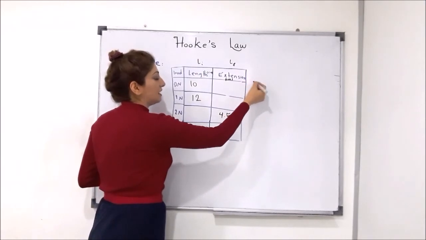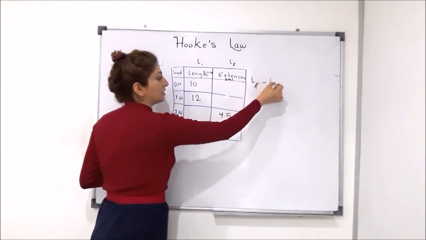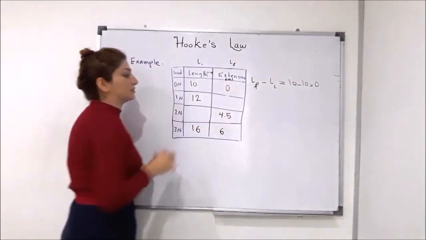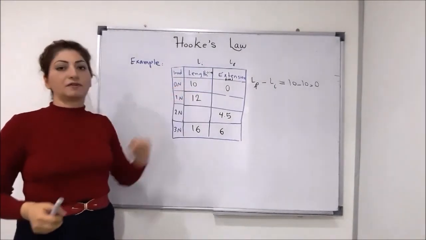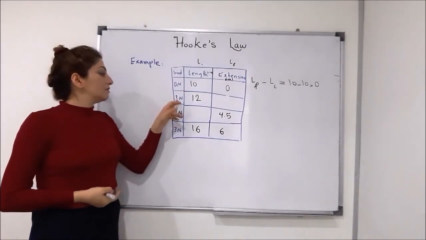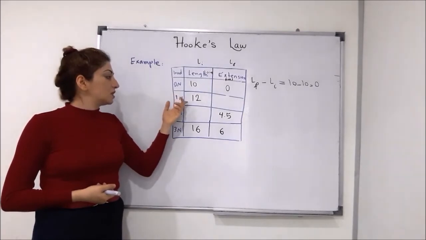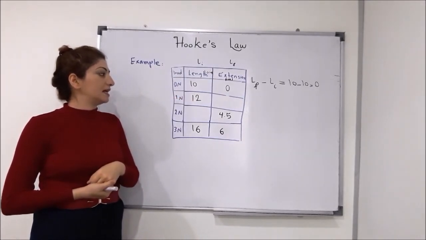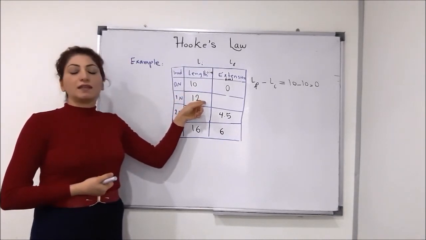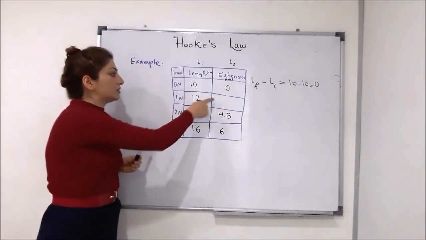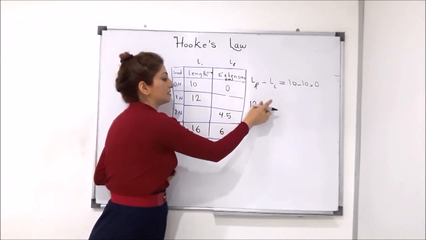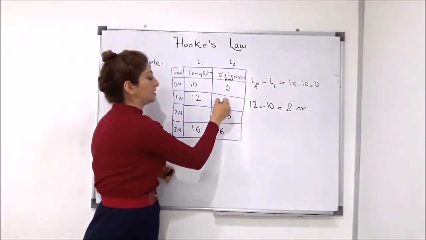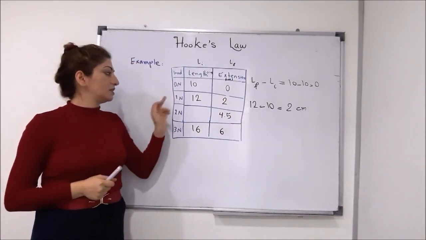So the extension, as I told you, is the length of the final minus the length of initial, and then it becomes 10 minus 10 equals 0. So, 0. The extension for this load is 0 because there is no load applied. After applying 1 newton of force, the length changes, if you measure this time, to 12. We have an increase in the length. What is the difference between the final length and initial length? In order to calculate the extension, 12 minus 10 equals 2 centimeters. 2 centimeters is the extension of the spring after applying a force of 1 newton.